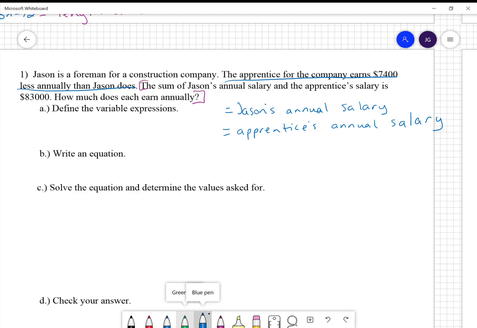Well, in the second sentence it says the apprentice earns $7,400 less than Jason. So the apprentice is being compared to Jason, so Jason is my variable. Then if I'm going to translate that sentence, if he earns $7,400 less than Jason, the apprentice's salary would be X minus $7,400.